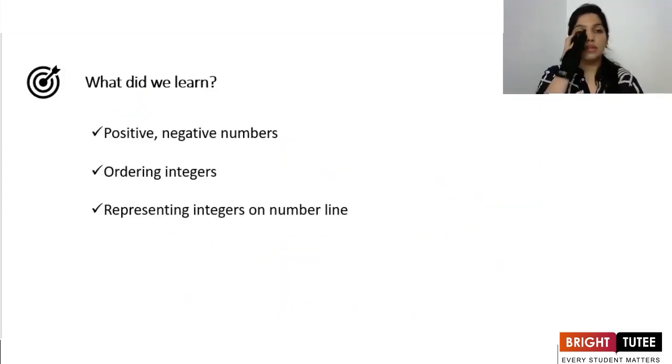Now we are done with this lesson. Let's quickly think what we learned. We learned about positive numbers, we learned about negative numbers, we learned how to order them, and we learned how to represent these numbers on the number line. I hope you are good with this.